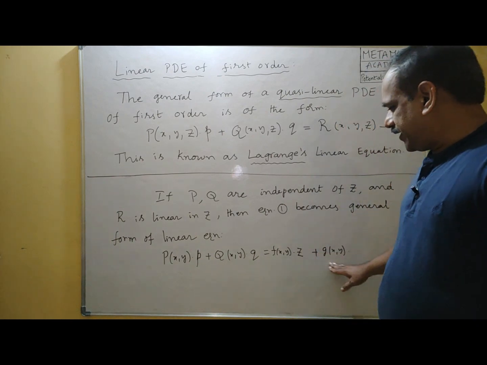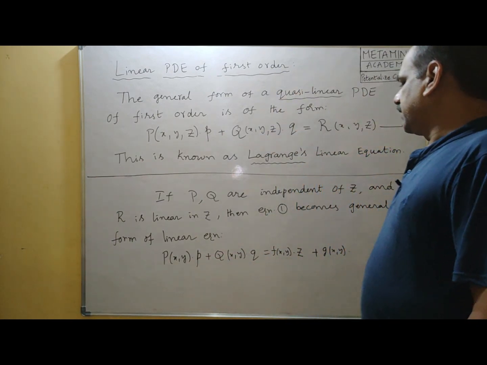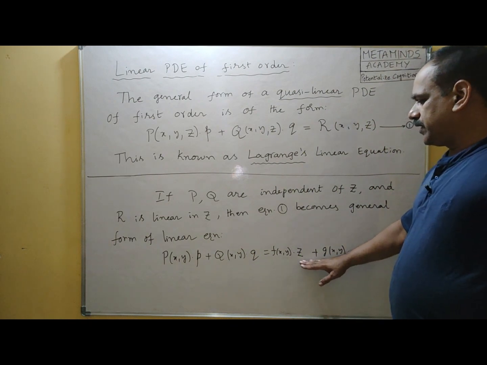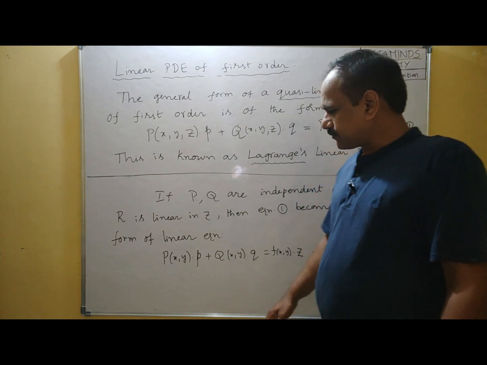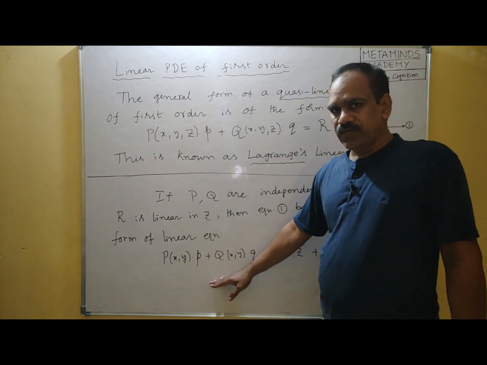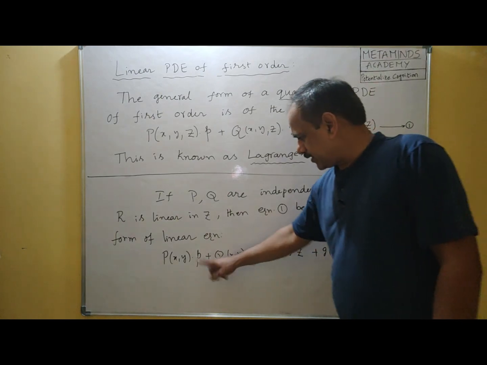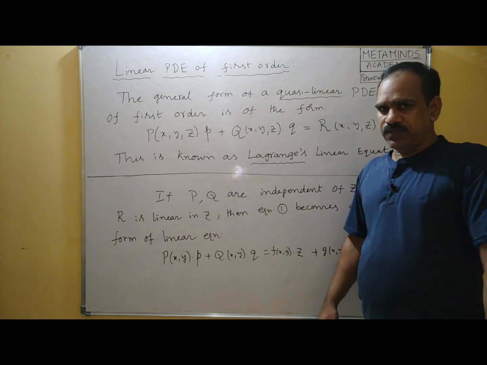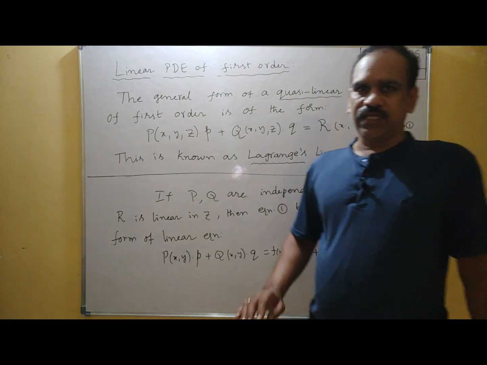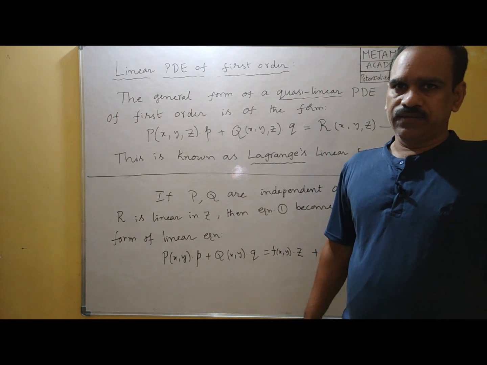So the right hand side is linear, and on the left hand side P and Q do not contain z, then it is the completely general form of a linear first order partial differential equation. This is the most general form of a linear partial differential equation of first order. Okay. And from the next video onwards, we will solve partial differential equations using different types of methods. Thank you.